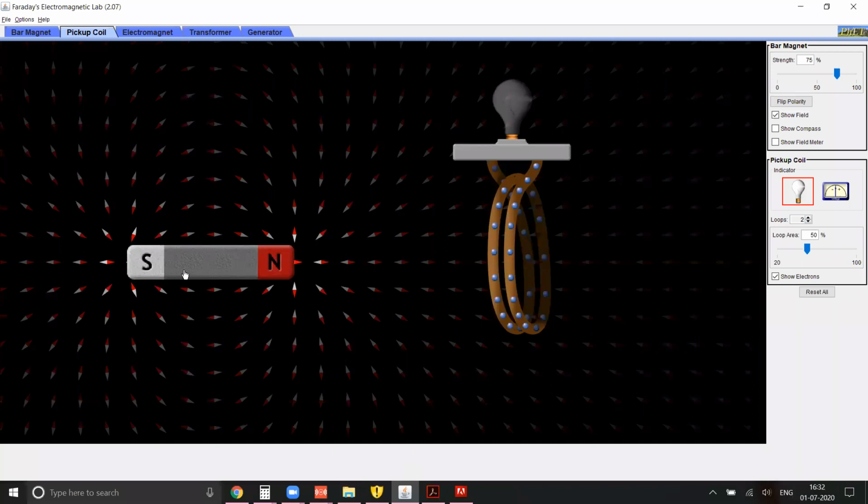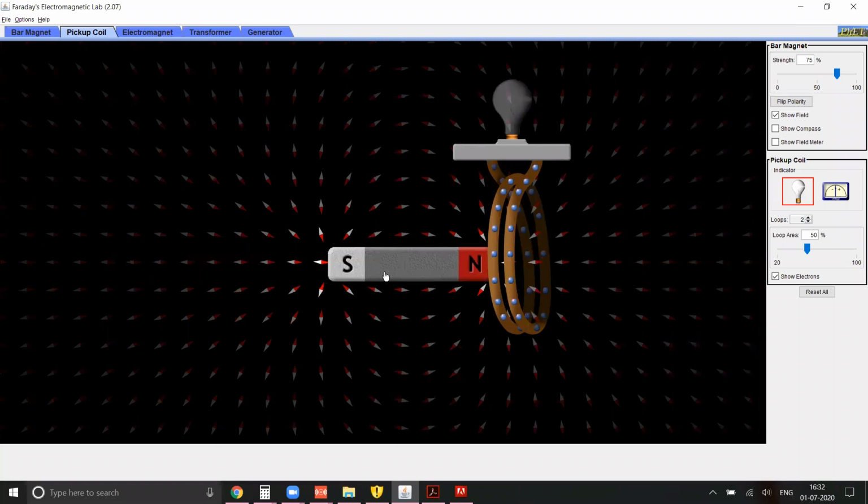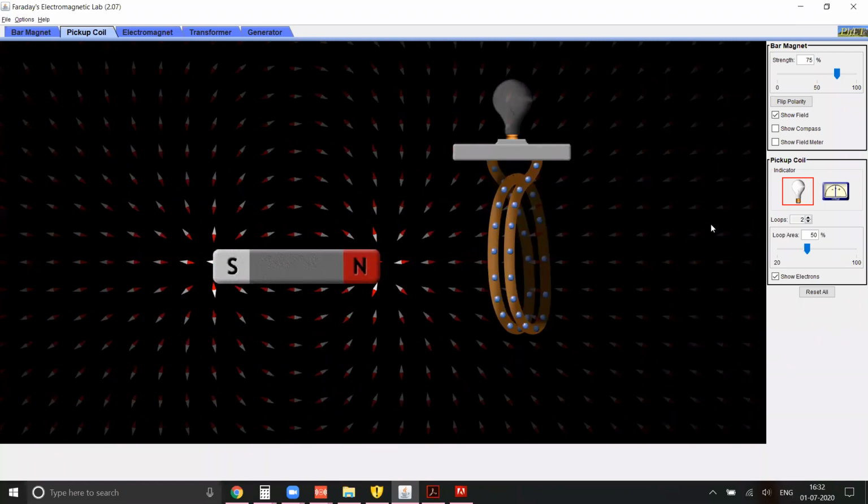Right. So when I move this north pole close, one thing is clear, flux has increased. Yes, sir. Flux is increasing. What is the direction of current when you see from the side of the magnet itself? Clockwise.